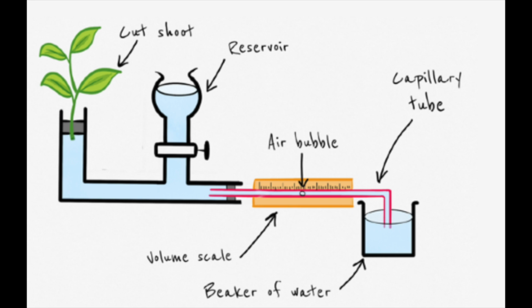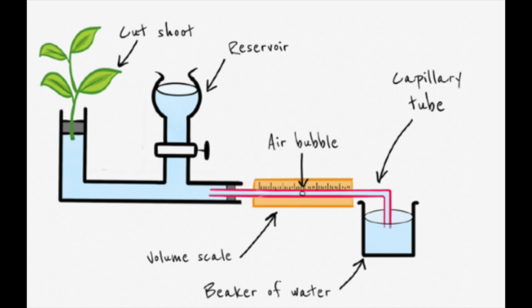And what's going to happen is that reservoir is going to supply the leafy shoot with water. The leafy shoot absorbs water, and then as transpiration occurs through the leaf of the shoot, more water will be drawn along, moving that air bubble from right to left. And we can measure the rate of transpiration over a set time period.